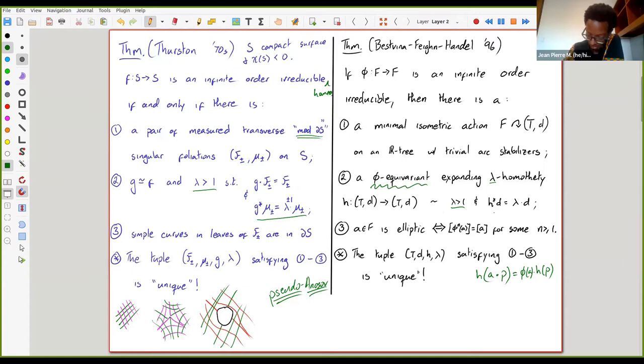And then for the final condition, an element of the free group fixes a point. So we call it elliptic if it fixes a point, if and only if its conjugacy class is periodic with respect to the action of the R automorphism. So it's not the element that's periodic, but its conjugacy class that's periodic. And then most importantly for us, this tuple is unique.